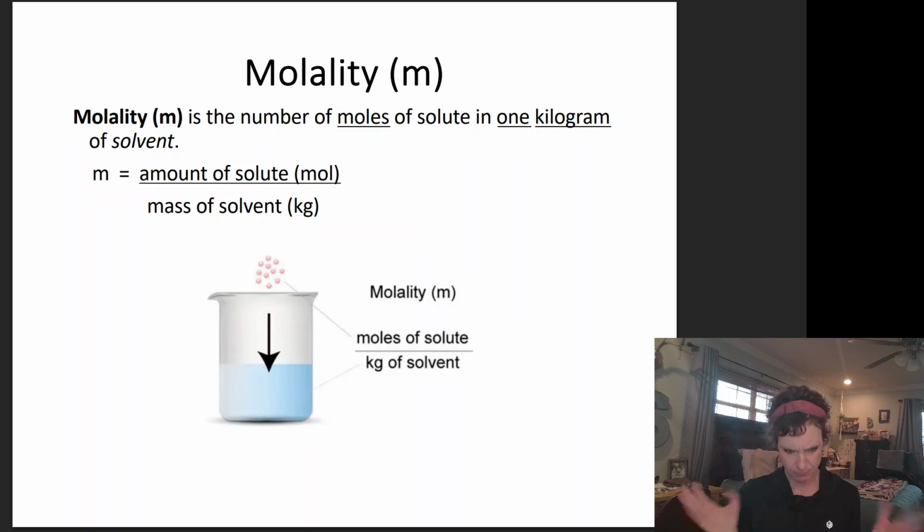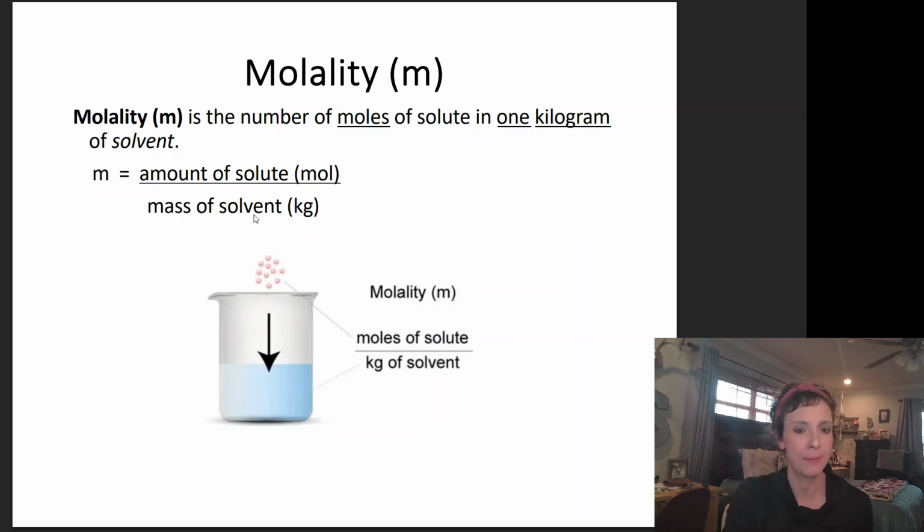Okay, so that's still the same: moles of solute in 1 kilogram of solvent. This is where it gets different between molarity and molality. The top part of this equation is totally the same, the amount of solute in moles. Now the bottom part is different in a couple of ways. First of all, I'm taking a mass, not a volume like I was with molarity. Mass in kilograms, not a volume of liters like with molarity.